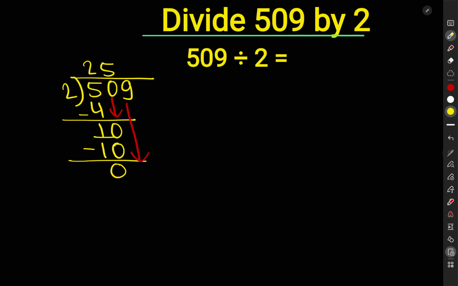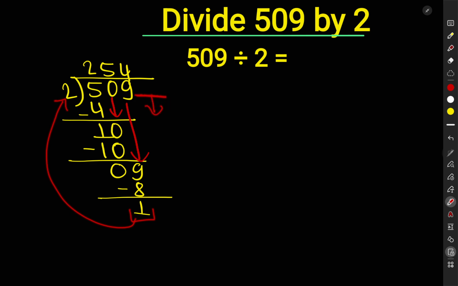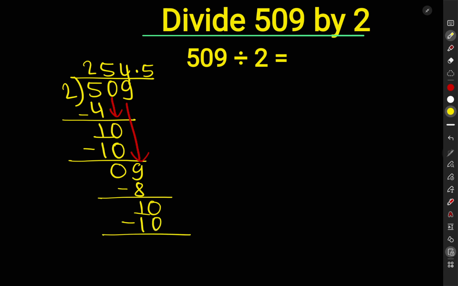Again we put down this 9 and 2 times 4 is 8. On subtracting, it is 1. So now this 1 is less than 2 and there is no other number to put down. So we take a decimal here so that we put 0, and 2 times 5 is 10. On subtracting, it is 0.